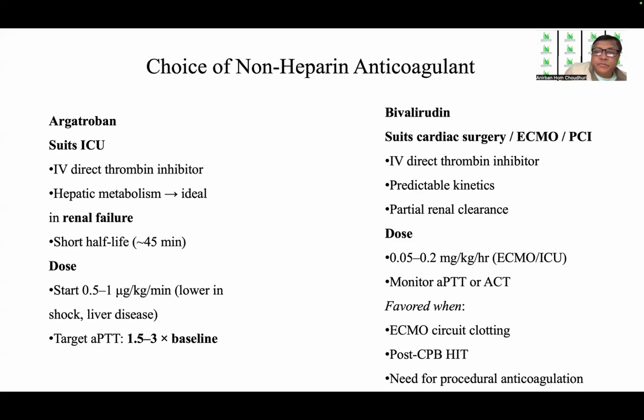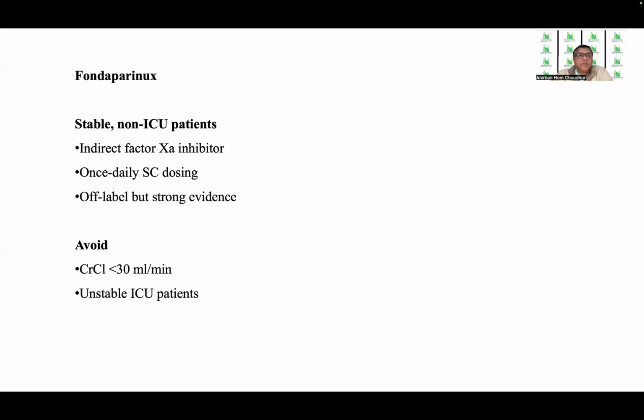The other is bivalirudin, although not available in India, both of them. Bivalirudin suits only cardiac surgery, ECMO, or PCI patients. This is also an IV direct thrombin inhibitor with predictable kinetics and partial renal clearance. So this may not be a good choice in renal failure, but is more suitable in hepatic failure. The dose is 0.05 to 2 milligrams per kg per hour in ECMO. In the ICU, monitor APTT or ACT. It is favored when the ECMO circuit is clotting, in post CPB HIT, and when there is need for procedural anticoagulation.